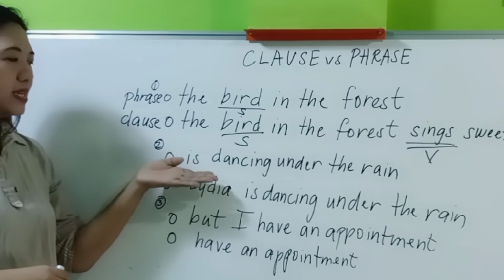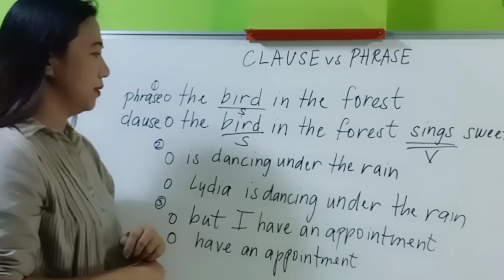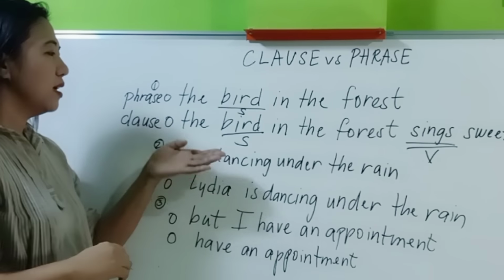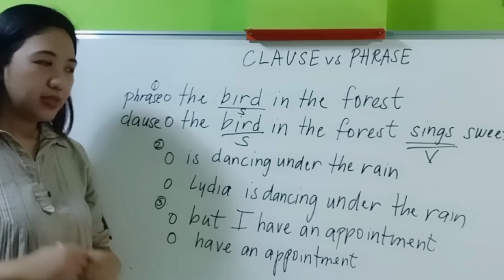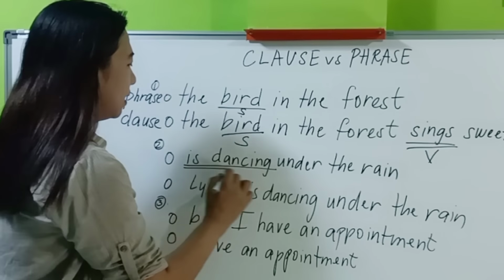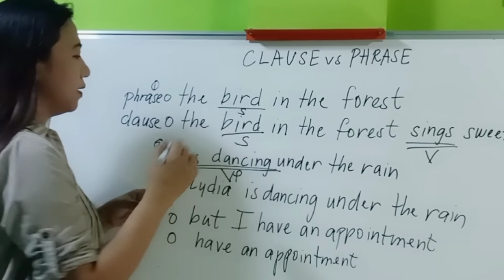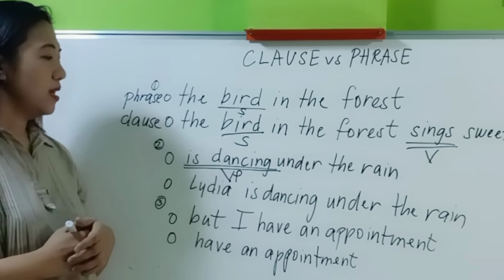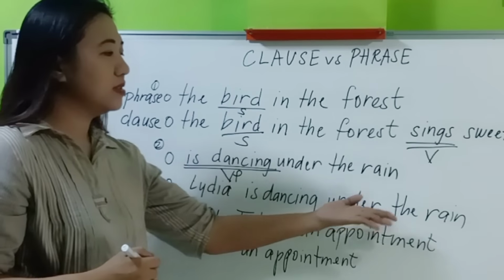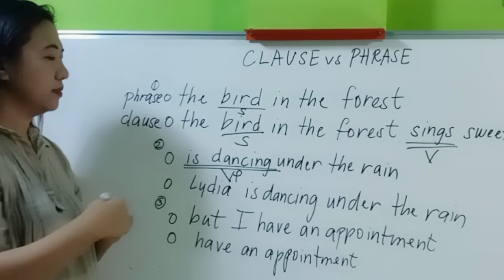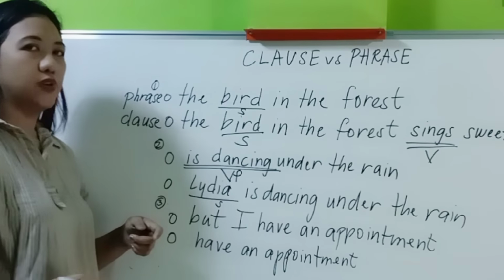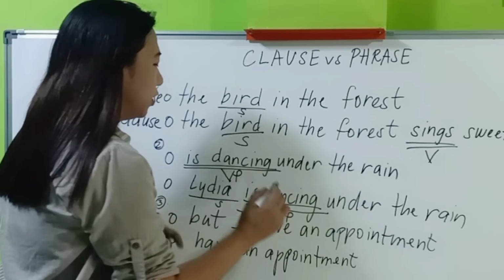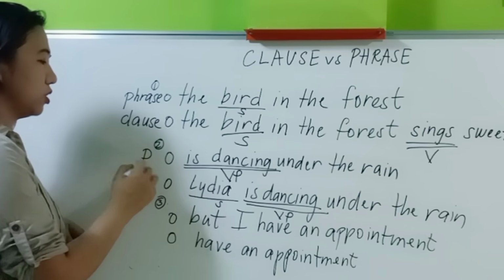Second pair is dancing under the rain. What's the subject? The subject is missing, right? Is there a verb? Yes. Is dancing. It's a verb phrase. Therefore, this is an example of a phrase. Next, Lydia is dancing under the rain. Subject, Lydia. Verb, we have a verb phrase. Is dancing. So this is a clause.